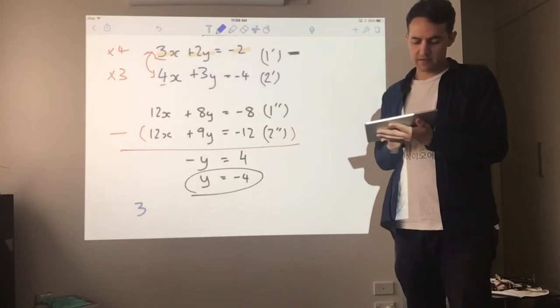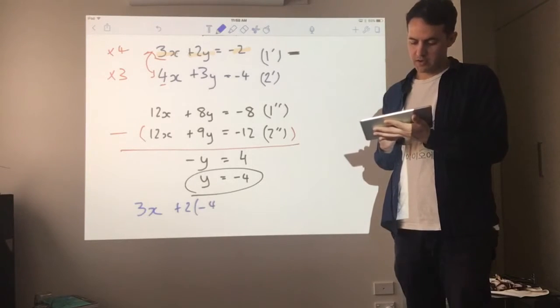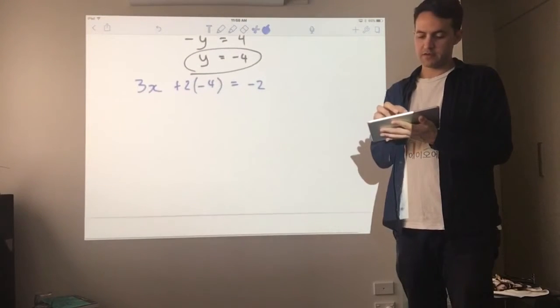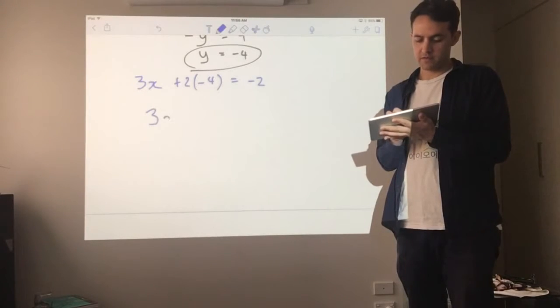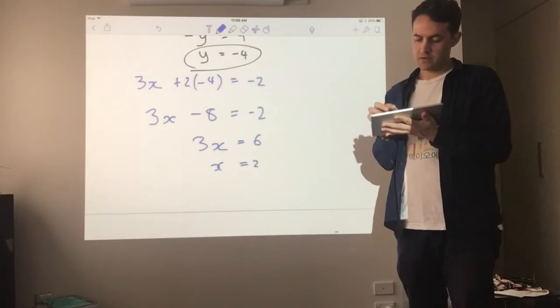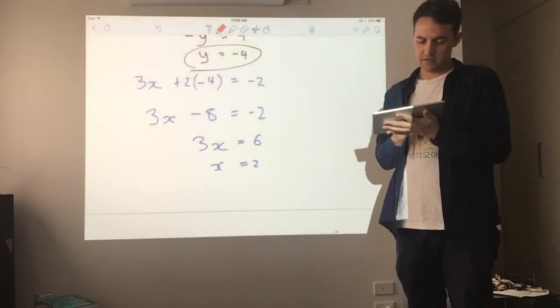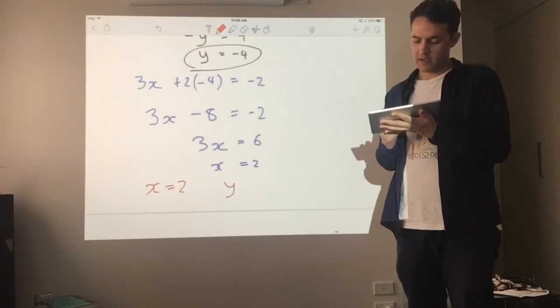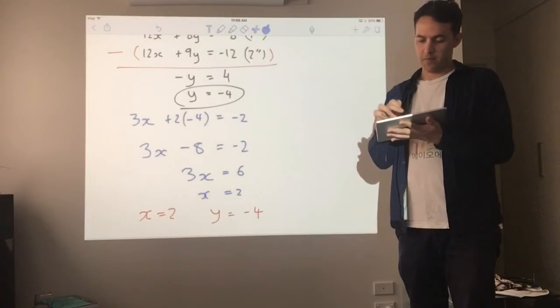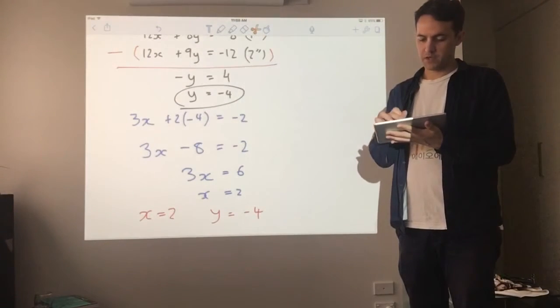So I'm going to get 3x plus 2 times negative 4 has to equal negative 2. Expanding all this out, so I'll get 3x minus 8 equals negative 2. Add 8 to both sides, I get 3x equals 6, and so x equals 2. And so my solution, final solution, is x equals 2 and y equals negative 4. And I can substitute those back into my original one if I want.